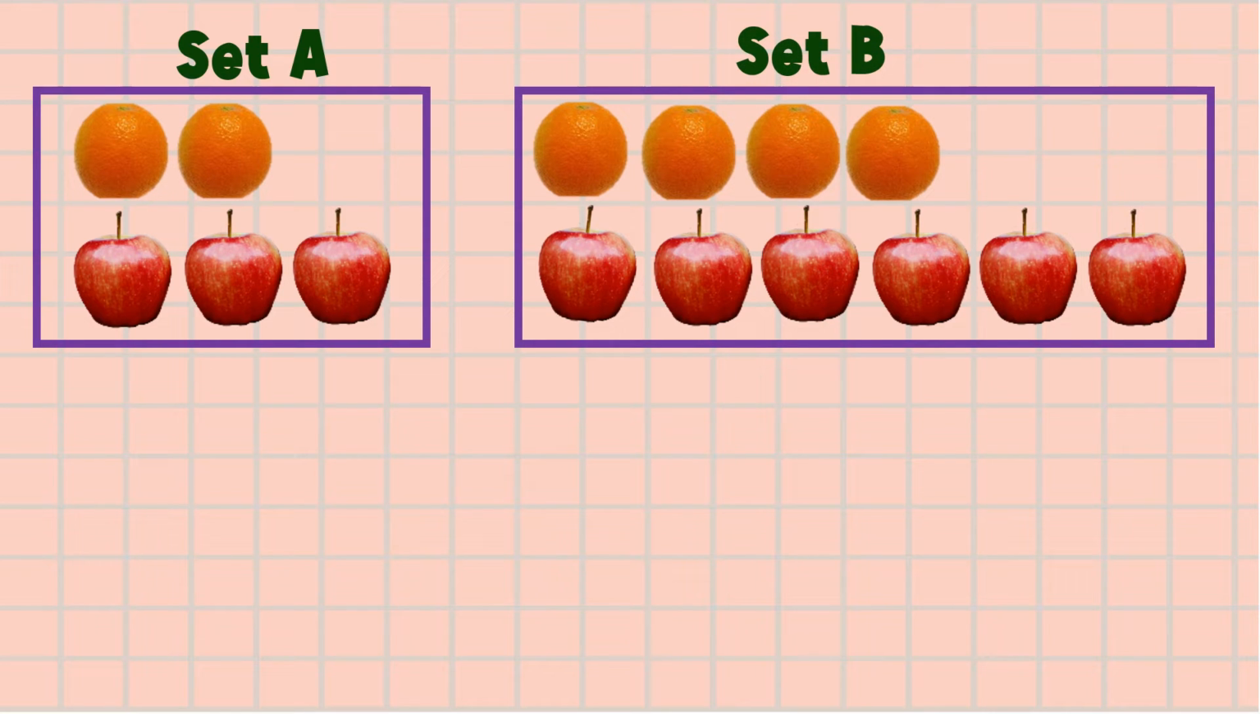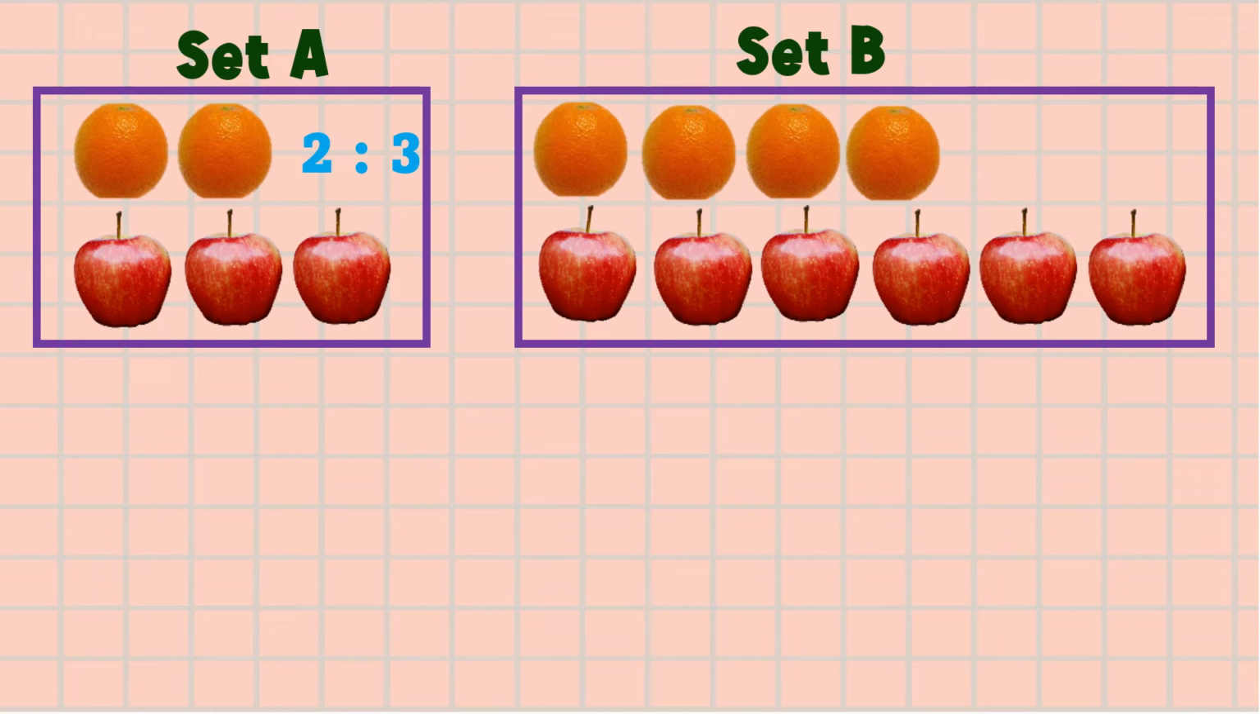What is the ratio of oranges to apples in set A? Let's count how many oranges there are. 1, 2. So there are 2 oranges. How many apples are there? Let's count. 1, 2, 3. So there are 3 apples. What is the ratio of oranges to apples? Alright, the ratio of oranges to apples is 2:3.